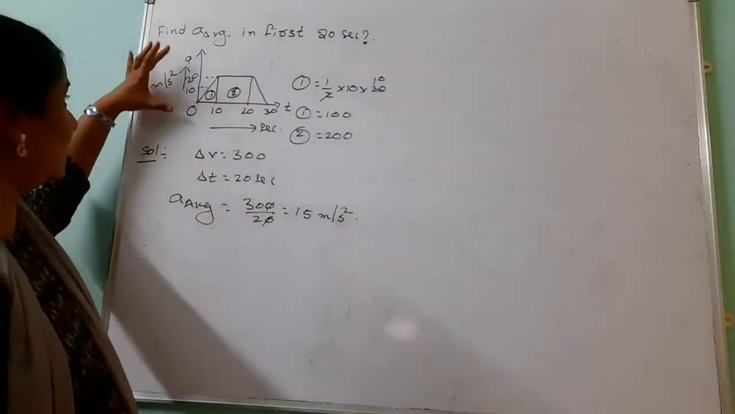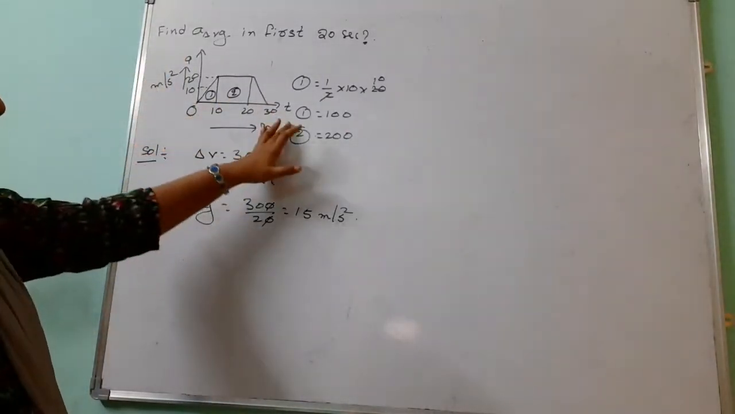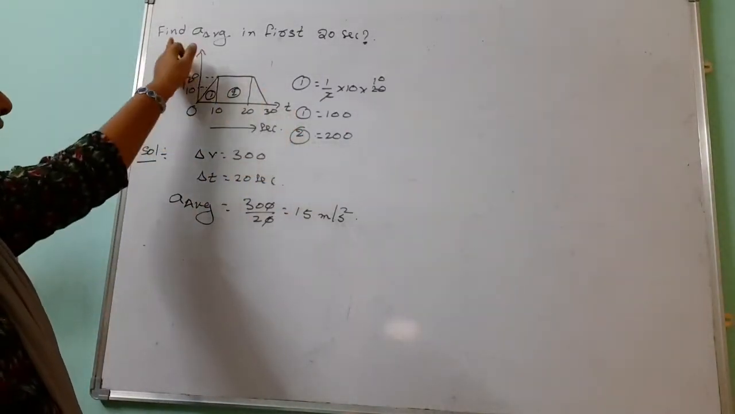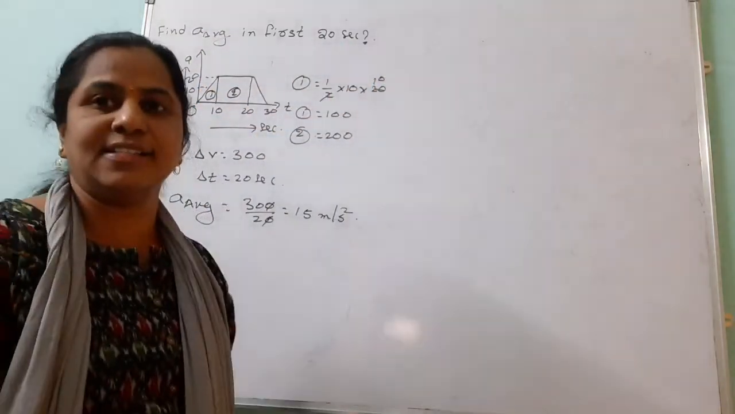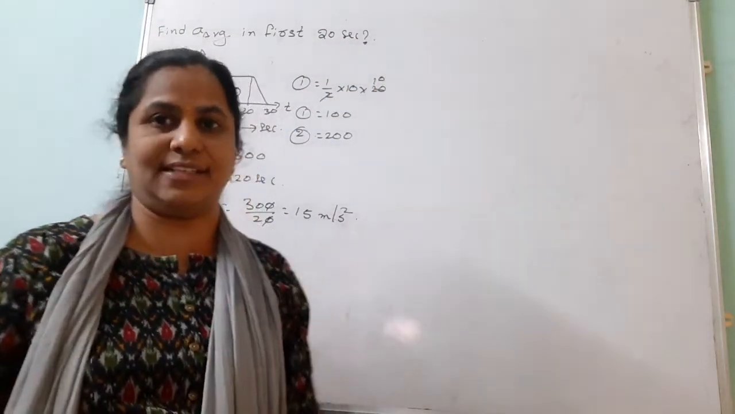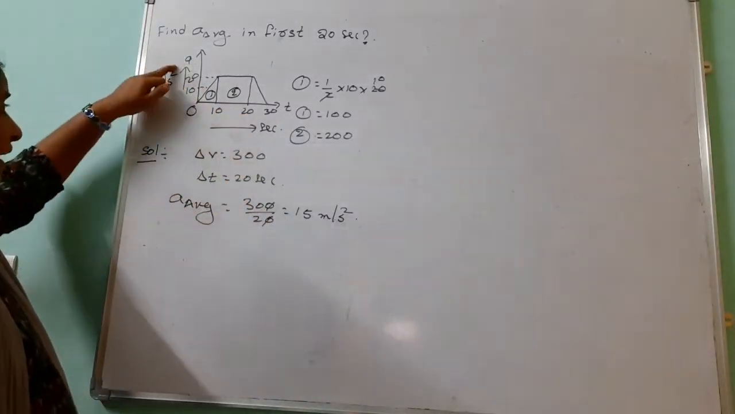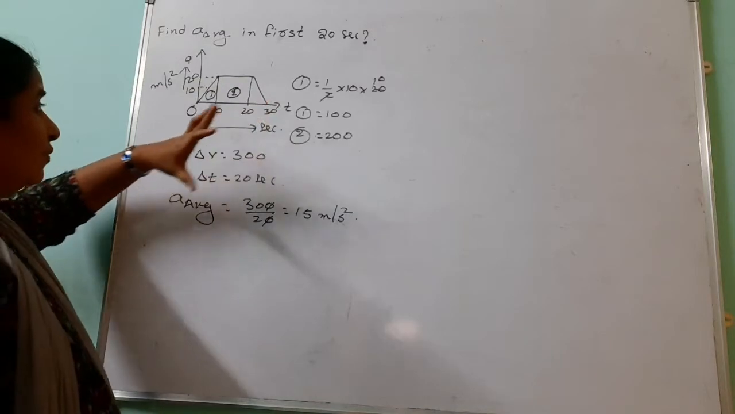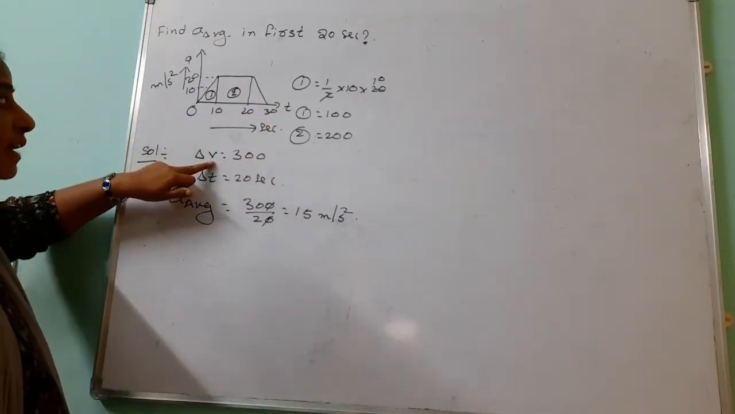In the given graph, the y-axis is acceleration and the x-axis is time. Find the average acceleration in the first 20 seconds. We have to find the acceleration up to here only. This is the acceleration and this is the time. We want to find the area, because the area of this graph is nothing but the change in velocity.